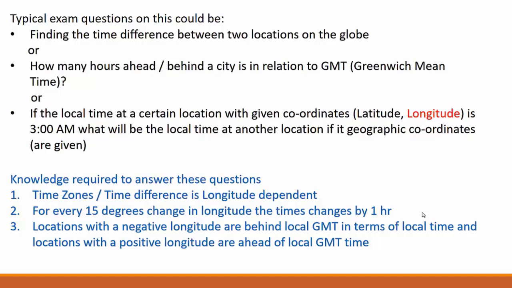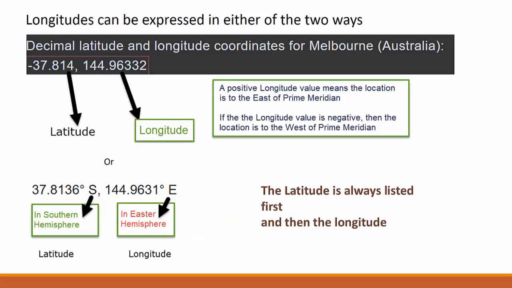Now we know that time is totally longitude dependent, so we don't look at the latitudes, we only look at the longitudes. And then we also know that for every 15 degrees change in longitude, the time changes by 1 hour. Now this is something you have to be mindful about. Locations with a negative longitude are behind the local time GMT, and likewise the locations with a positive longitude will be ahead of GMT.